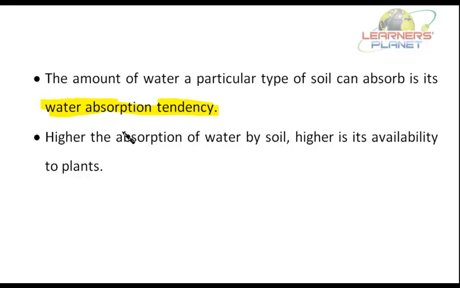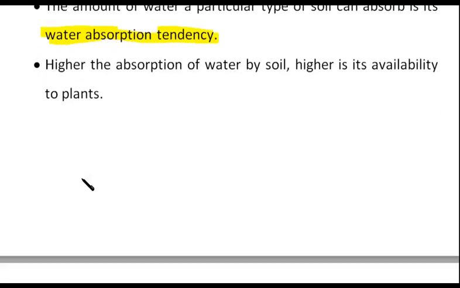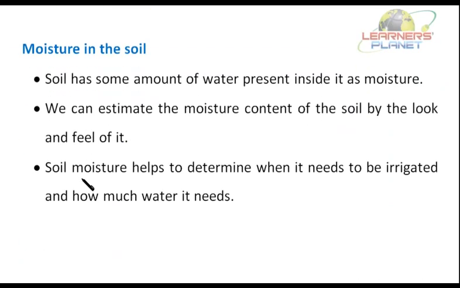So the higher the absorption of water by soil, the higher is its availability to plants, and the higher is the growth rate of plants and the well development of plants. The other property of soil is moisture in the soil.